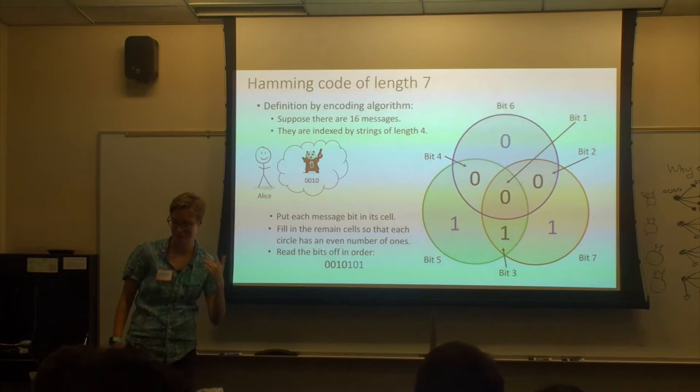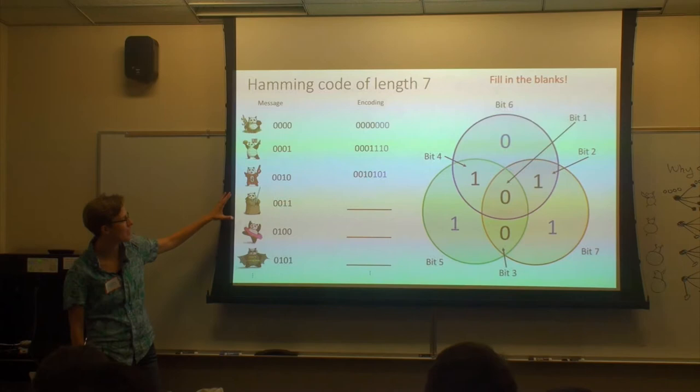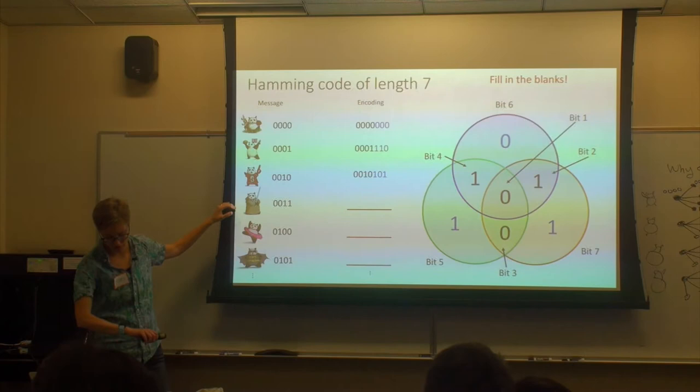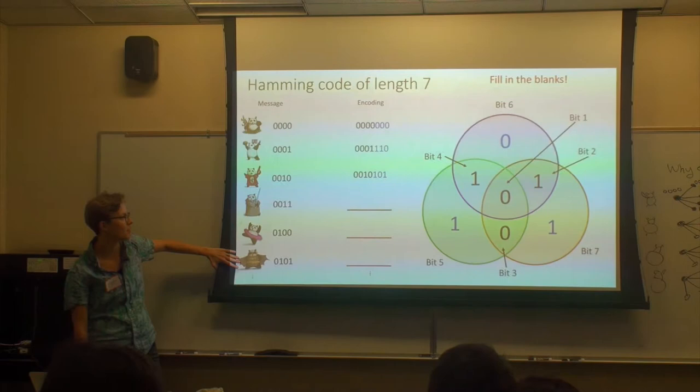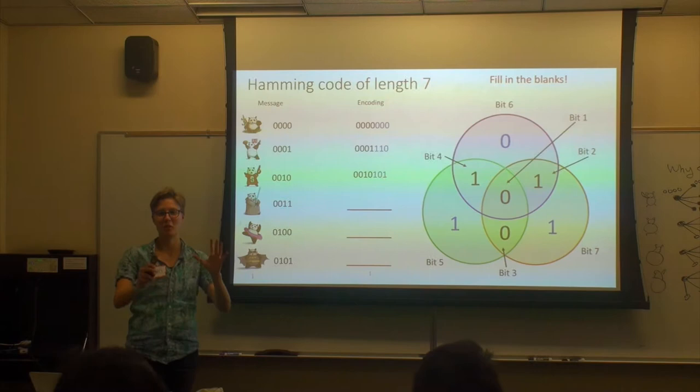Okay, so just to make sure you get it, let's do some examples right now. Maybe for the sake of time, not do 3 of them. But why don't you all try to encode bat panda? So bat panda is 0101. So what should you get? Just take a second and draw the circles, fill it in. I just want to make sure everyone's on board with this code before we start analyzing it.